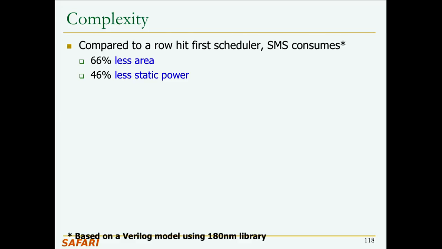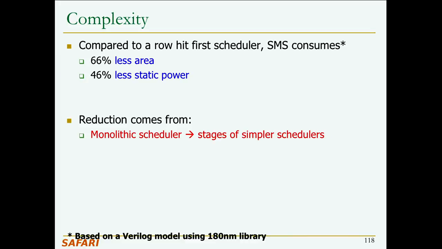But let's take a look at the complexity. It turns out, even compared to a row hit first scheduler, this consumes much less area and much less power. Row hit first was the simplest scheduler that we've talked about so far. Well, the simplest scheduler is really not scheduling, first come, first serve. But row hit first is a little bit more intelligent, of course. So you get much less area.